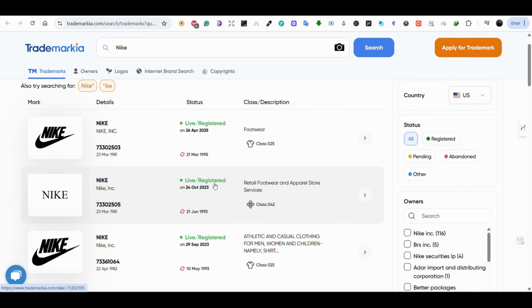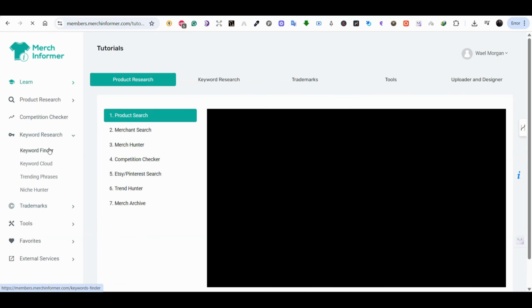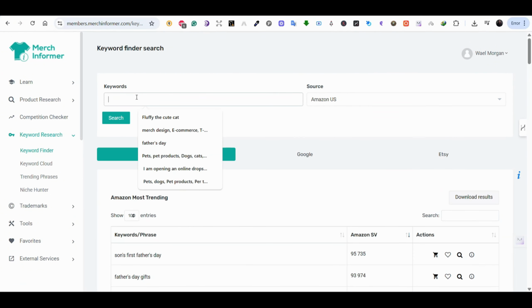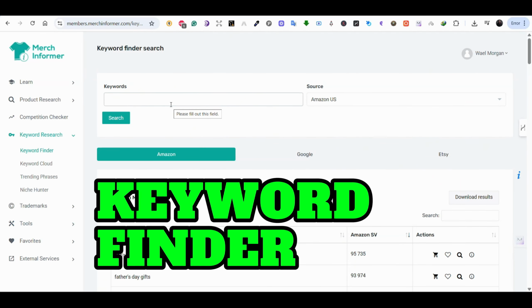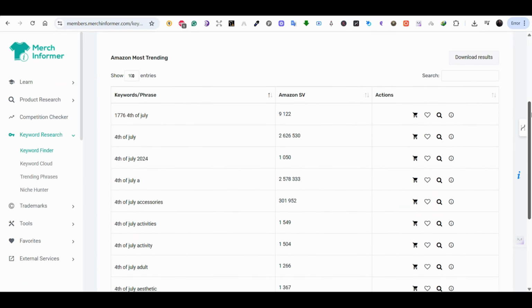And this is one of the great features of Merch Informer. You can always check the trademarks of your designs or of your keywords without the need to move outside the platform. So moving on, we are going to go back to the menu, and this time we're going to go to the keyword finder tab, and we are going to use the keyword 4th of July under the keyword finder and see the results.